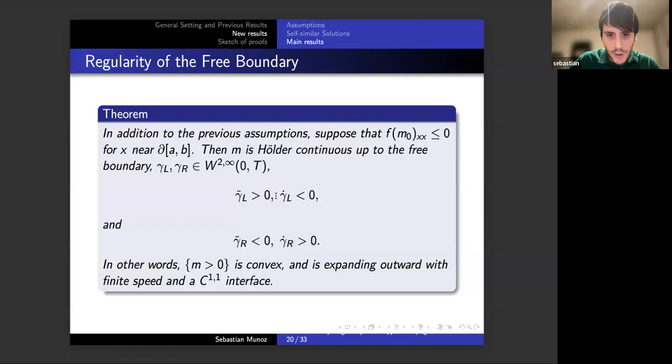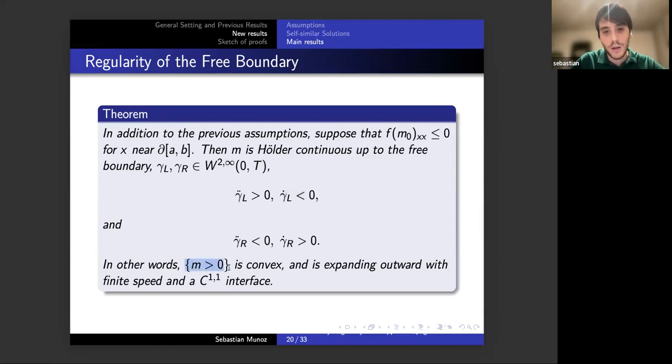Here I should have clarified something, is that gamma L and gamma R are also monotone. But this is only true for the final cost problem, for the mean field gain problem. In the planning problem, it is only the convexity. The convexity is true in general, but the monotonicity is true for the mean field gain problem. That is when we prescribe u at the terminal time and not m.